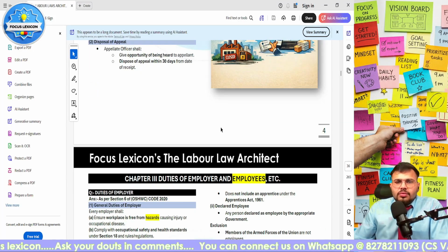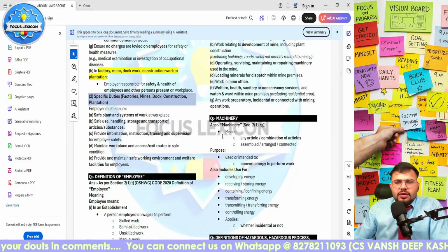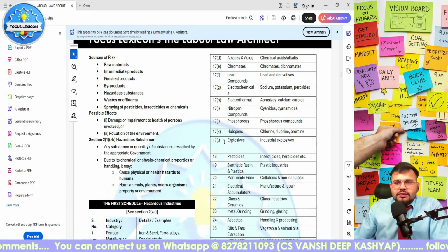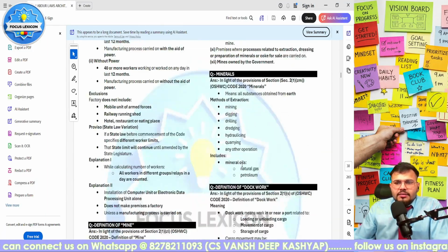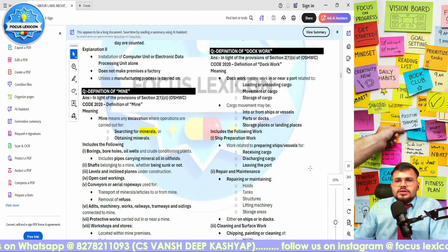Dock work. Mode of notice and duties of employer was there. Machinery, definition of hazardous was done, and we have to start from dock work. Yes, we have to start from dock work.